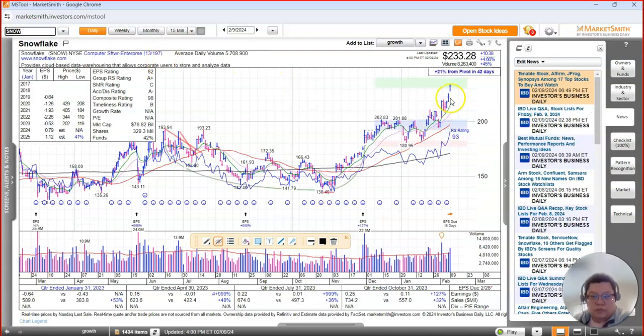Yeah, this is moving really fast. So here's the original cup with handle, but there's so much pullback here. Probably most people got shaken out. And then here's another pullback, and then it finally worked. So this one moved really fast in the last week, right? Basically 20% in the last week. Volume is good.